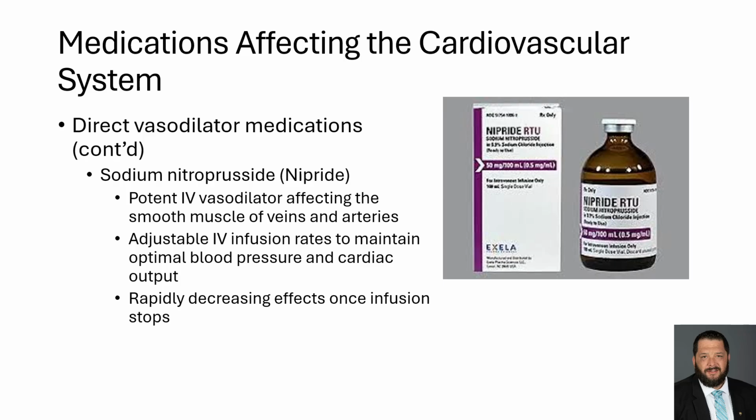Sodium nitroprusside, or Nipride, is also a potent IV vasodilator. It affects the smooth muscles of the arteries and veins. There is an adjustable IV infusion rate to maintain optimal blood pressure, and it has rapidly decreasing effects once infusion stops, meaning it's metabolized quickly, so it's easier to control.